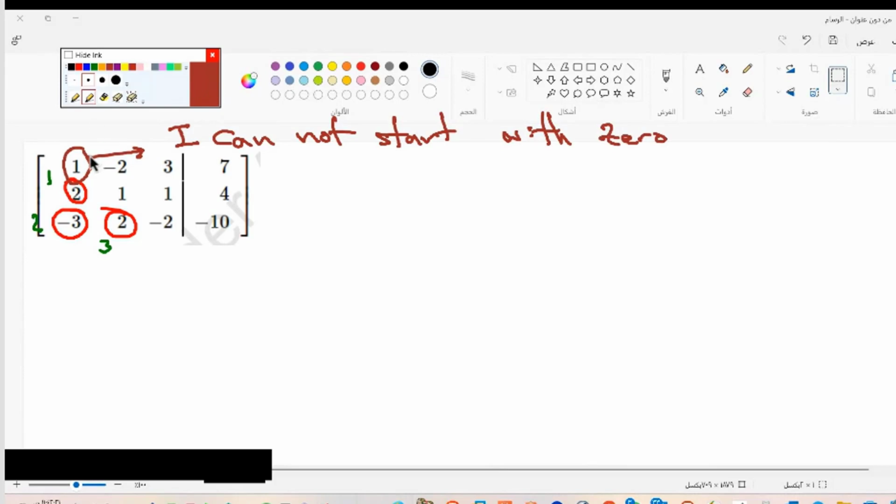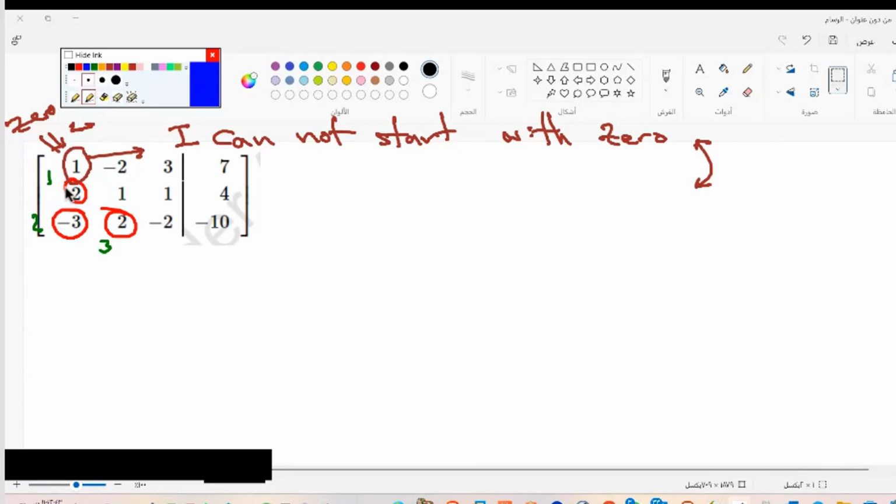So if you have 0 here, change it. How can I change it? I can change row with row. So first thing, this element shouldn't be 0. If it's 0, change R with R. Now, how can we solve?